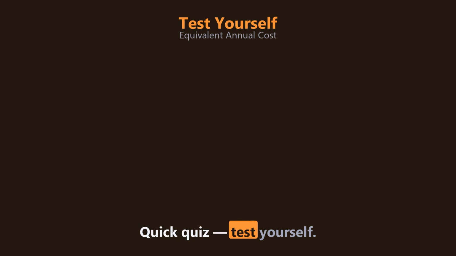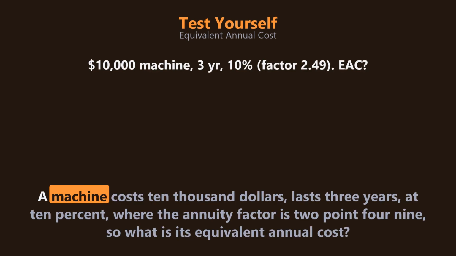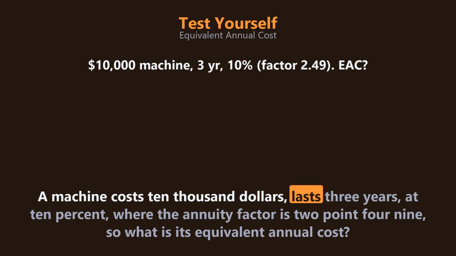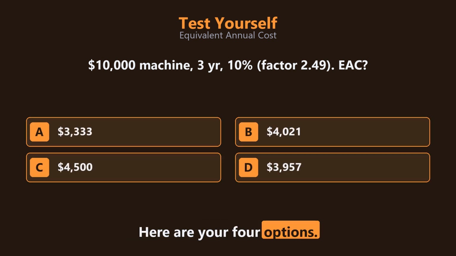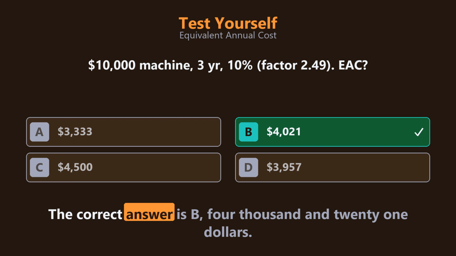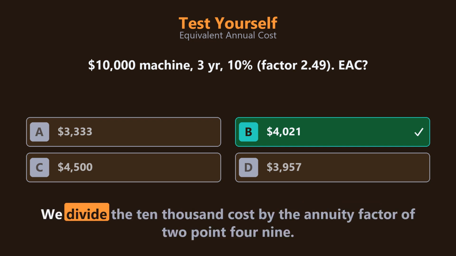Quick quiz, test yourself. A machine costs $10,000, lasts 3 years, at 10%, where the annuity factor is 2.49, so what is its equivalent annual cost? Here are your 4 options. Pause the video and solve it now. The correct answer is B, $4,021. We divide the $10,000 cost by the annuity factor of 2.49.